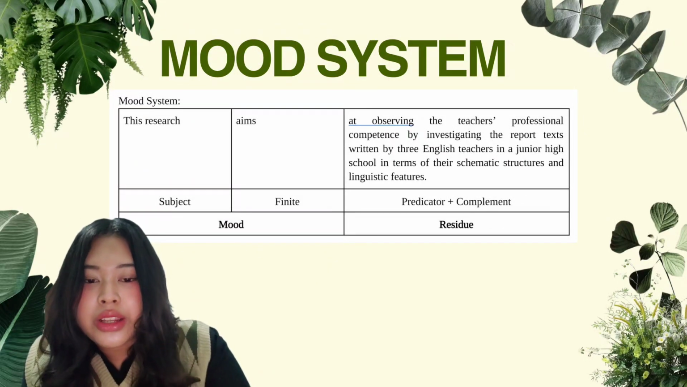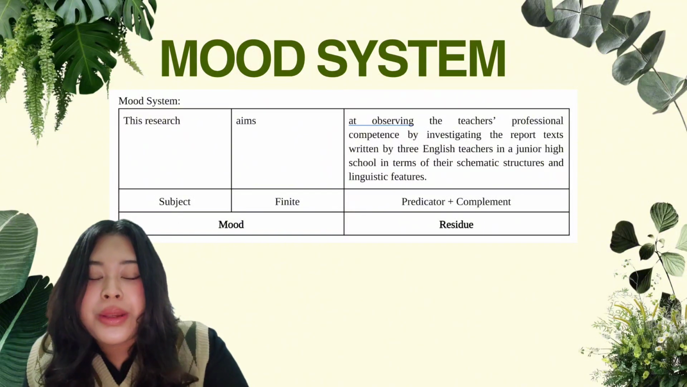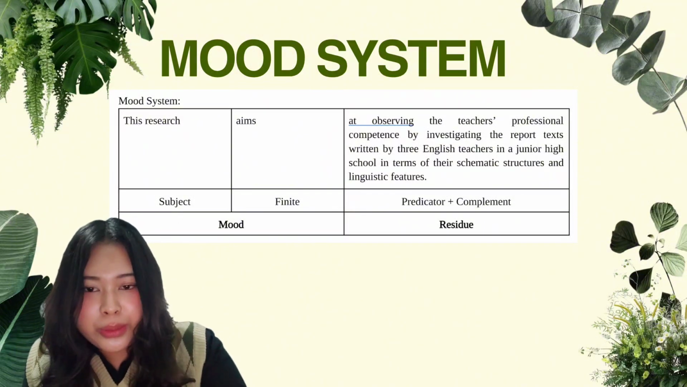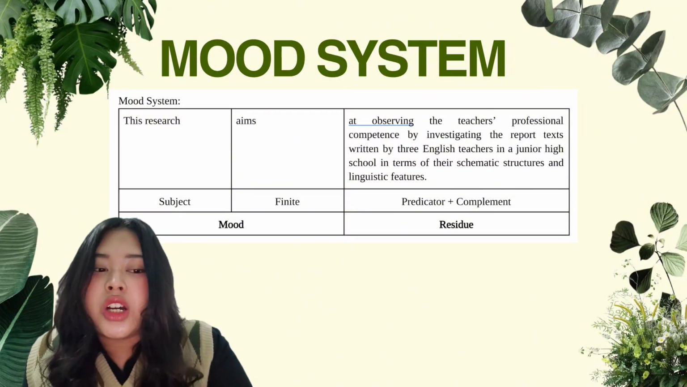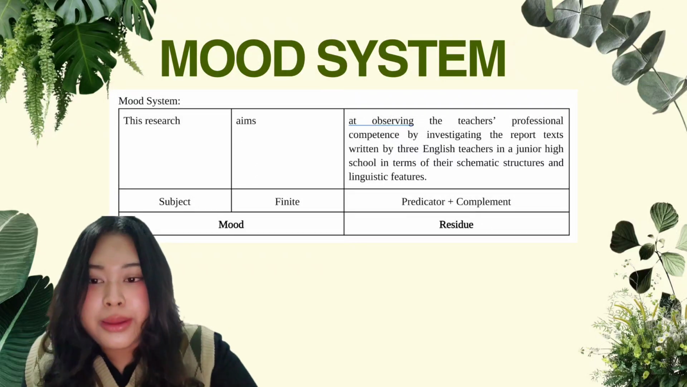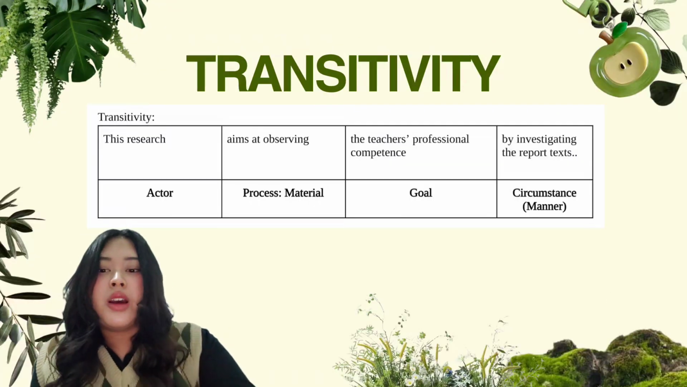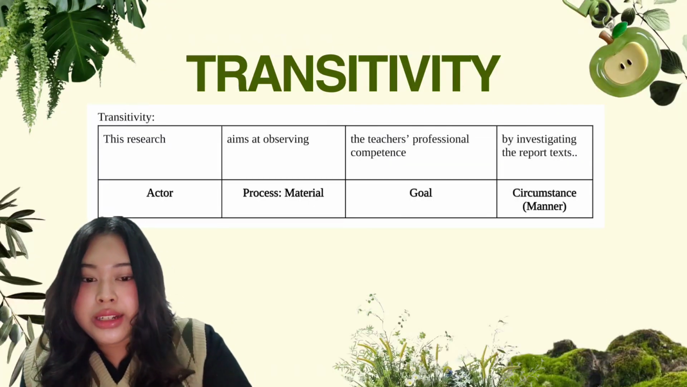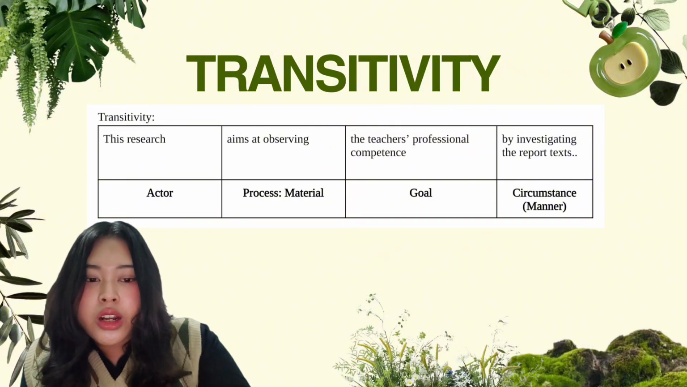Specifically, "at observing" functions as the complement because it completes the meaning of the verb. It fills in the details of what the research is aiming to do. Next, we are going to do some transitivity analysis for this. Here, we are looking at a material process.